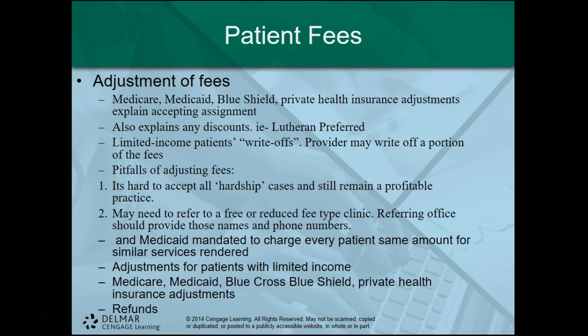Secondly, you may need to refer to a free or reduced fee type of clinic. Referring office should provide those names and phone numbers. So if you're working for the provider who is referring out to the free or reduced type of clinic, then you want to provide those names and phone numbers. Also, I put a couple extra notes down here. Medicaid is mandated to charge every patient the same amount for similar services rendered. Adjustments for patients must be made with limited income. Medicare, Medicaid, Blue Cross, Blue Shield, and private health insurance all have adjustments that can be made. And then we're going to talk about refunds in just a second.